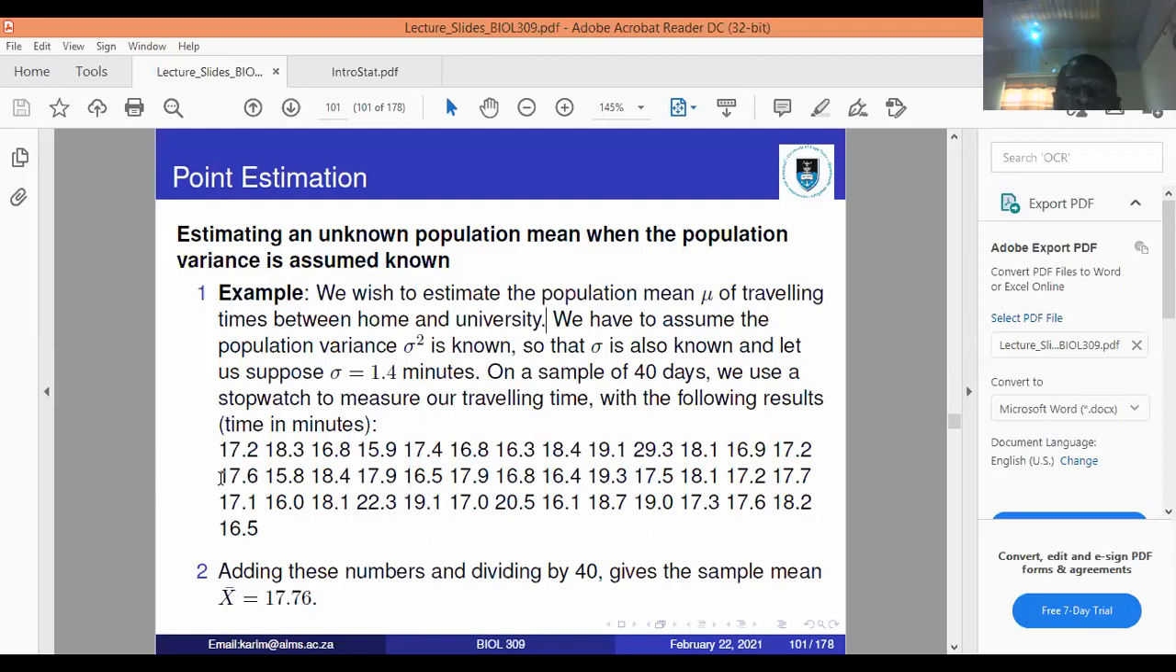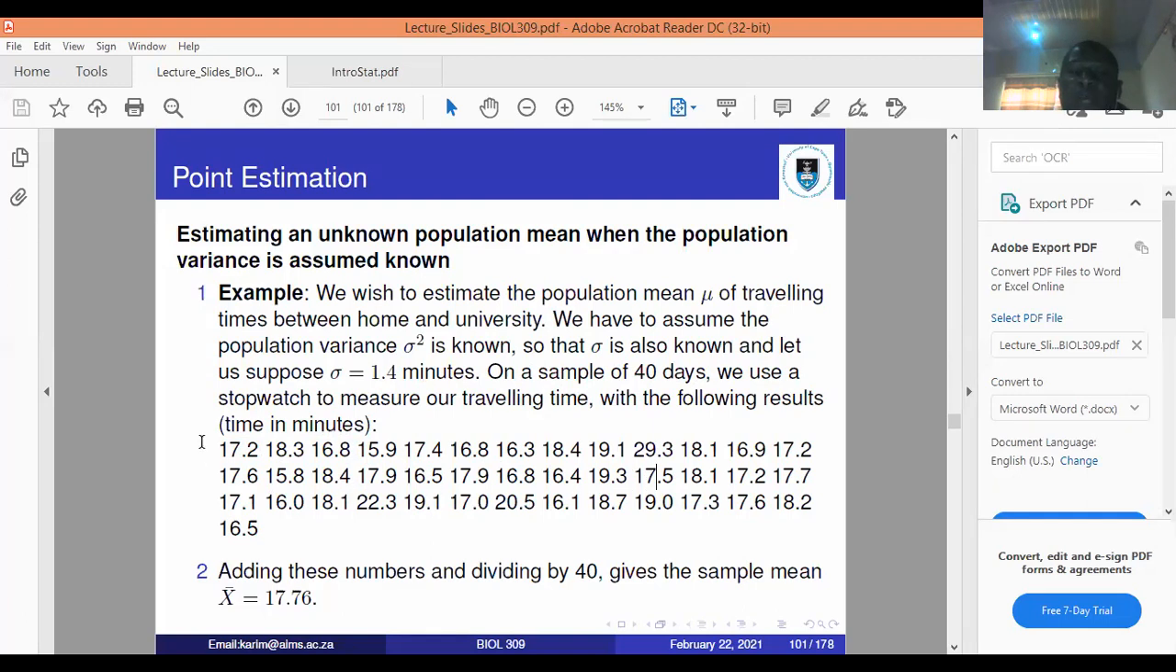So maybe for 40 days, you are walking to campus. The first day, you use 17.2 minutes. The next day, 18.3 minutes. The next day, 16.8 minutes, and so forth. Now, we want to tell people what is the average time one will need to spend to get to campus.